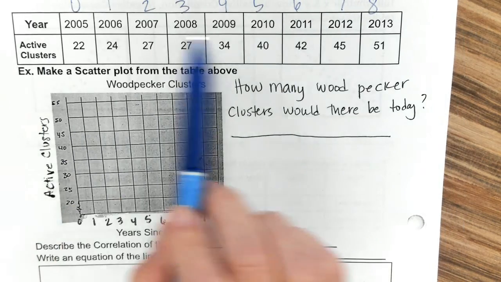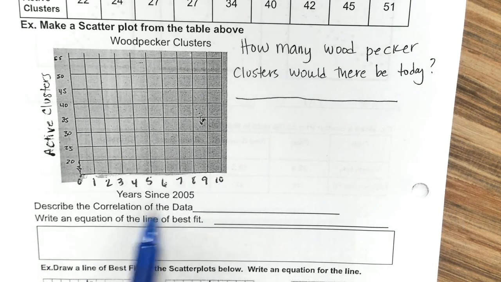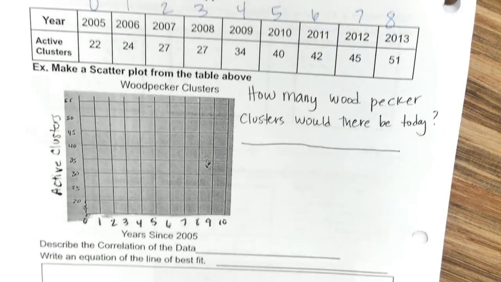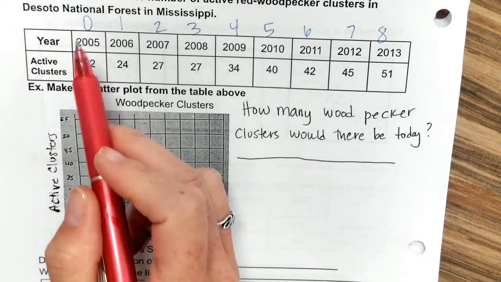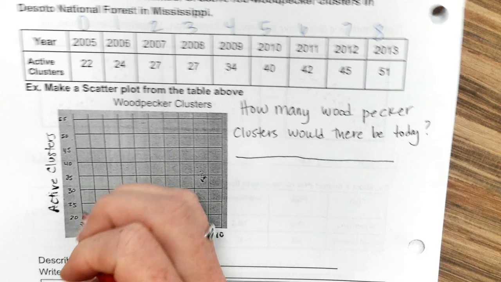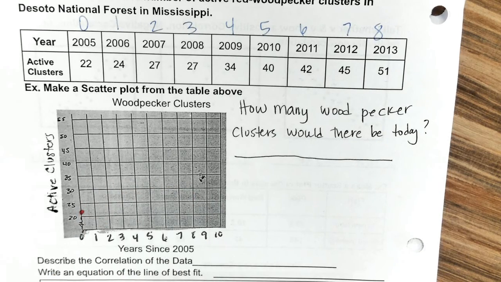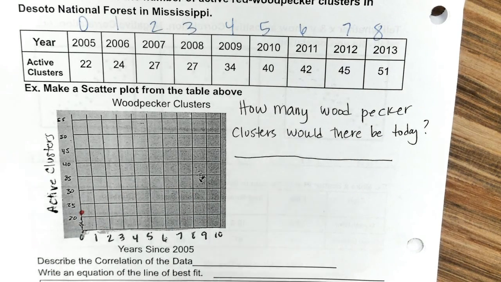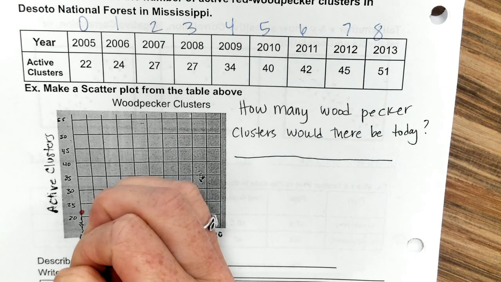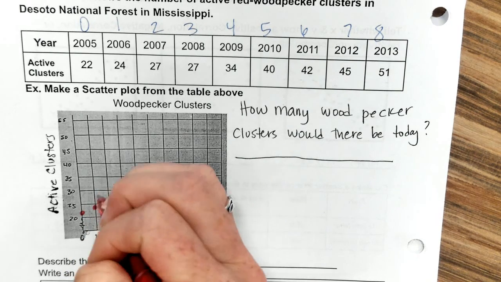We have some questions to answer. Based off of this, it wants us to describe the correlation. Well, what do you think I need to do? I need to graph it. So in year 0, there was 22 clusters. In year 1, there was 24. And then just go graph them all.